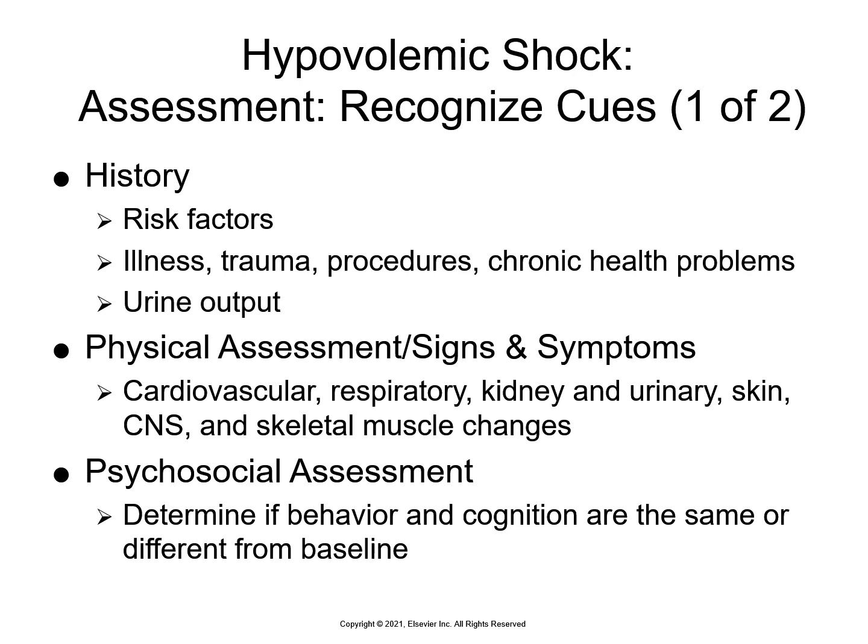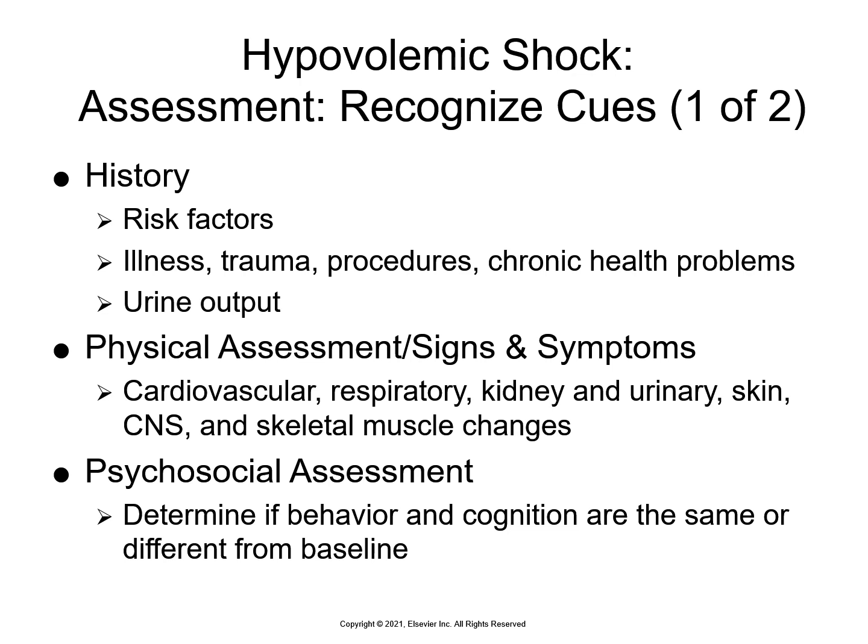So, saying that, you need to recognize your cues. Your cues are the history. Know what your patient's in there for. Know their risk factors. Did they just have surgery? Were they in an auto accident? Or what illness are they experiencing? Are they throwing up? Are they having diarrhea? Was it trauma, procedures, chronic health problems? And know their urine output. This is critical. Urine output reflects your cardiac output.